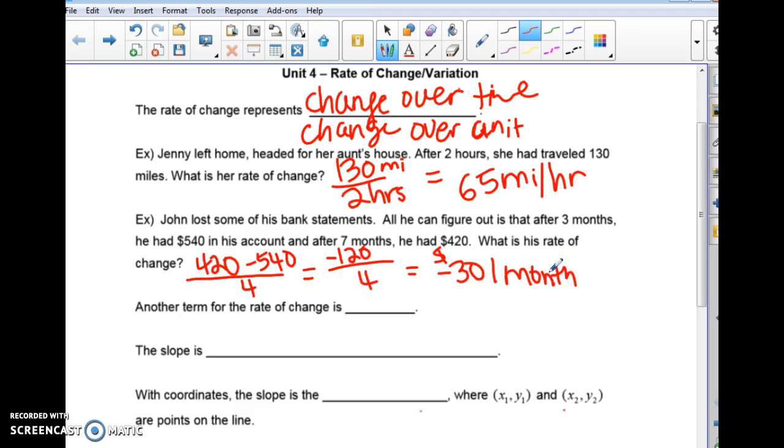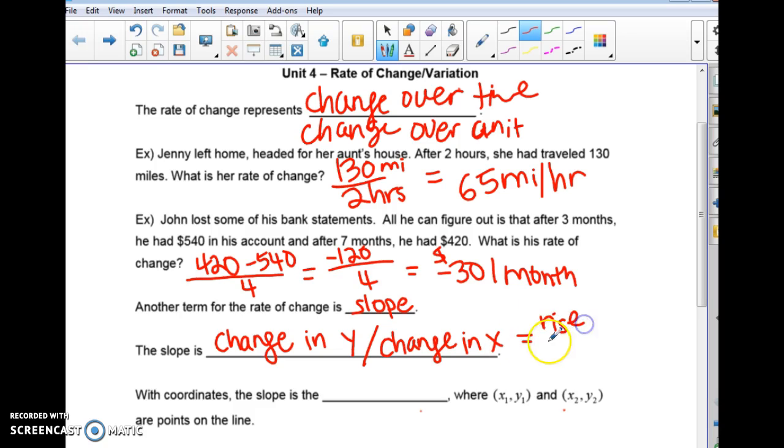That can be the speed, that can be how much is changed per month, per unit, per gallon. We can come up with numerous examples about rate of change. Another term for rate of change is slope, and that's where we're going to focus today. So the slope is the rate of change, and it's always the change in y value, which is the dependent variable, over the change in x. And we always say it's rise over run.